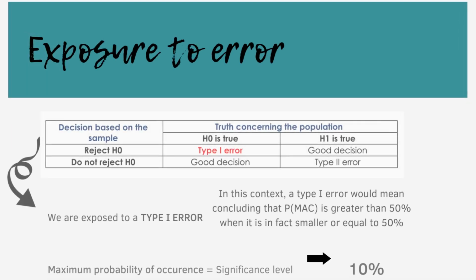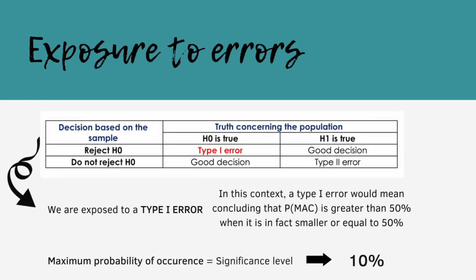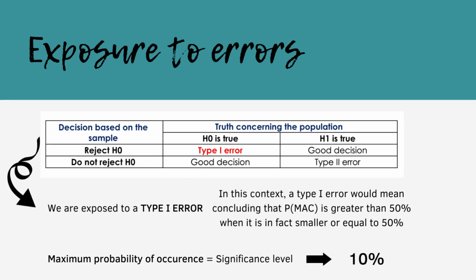In this case, we are exposed to a type 1 error, which would be to conclude that the proportion of Macs is greater than 50%, when in fact the proportion is smaller or equal to 50%. Since this is a type 1 error, it can be controlled. The maximum probability of type 1 error occurring is set at the significance level. Therefore, the probability of occurrence in this case is less than 10%.